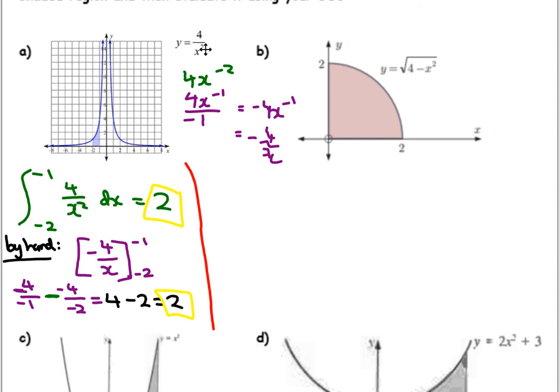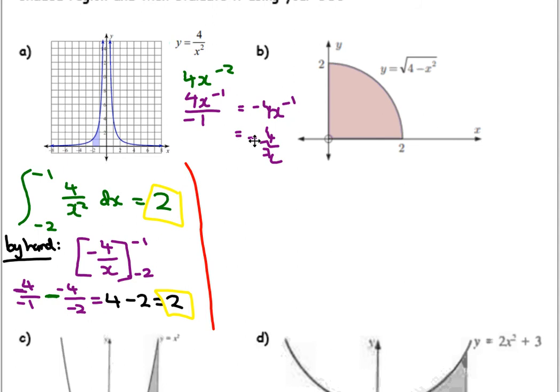So to do it by hand, some of you were curious how you would do this by hand. What you have to do is integrate this function, because this is 4x to the minus 2. To integrate it, you add 1 to the exponent and then divide by the new exponent. So add 1 to negative 2, you get negative 1. Then remember you always divide by the new power. And 4x to the negative 1 divided by negative 1 is negative 4x to the negative 1, which you can rewrite as negative 4 over x.